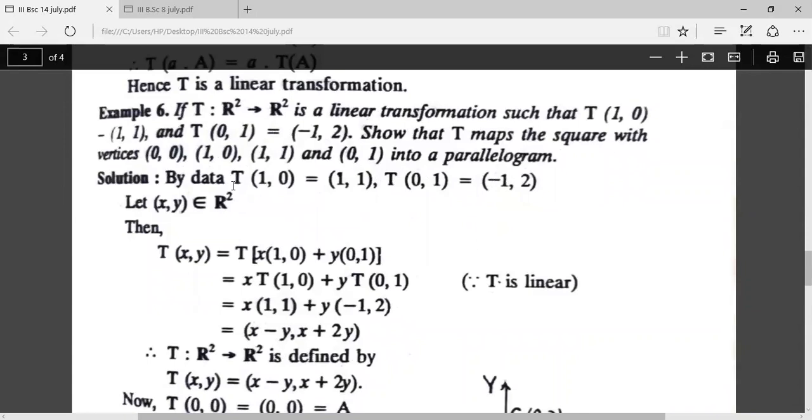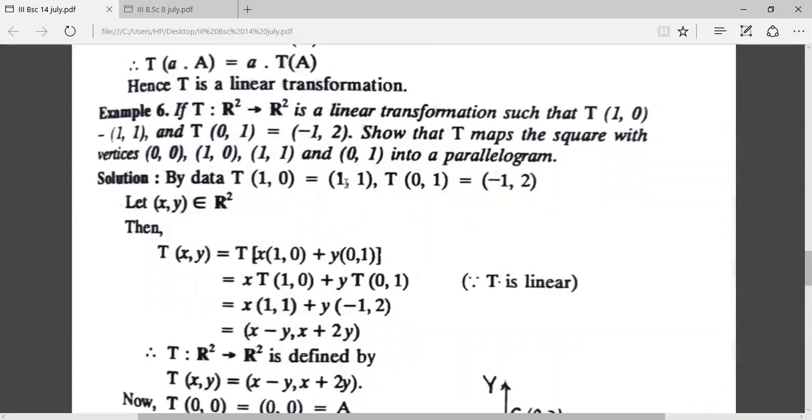What is given in the data? Here it is T of (1, 0), its image is (1, 1). T of (0, 1) is (-1, 2). So this is the image set which is being given. Under that linear transformation, the two-dimensional vector (1, 0) is mapped to (1, 1) and (0, 1) is mapped to (-1, 2).